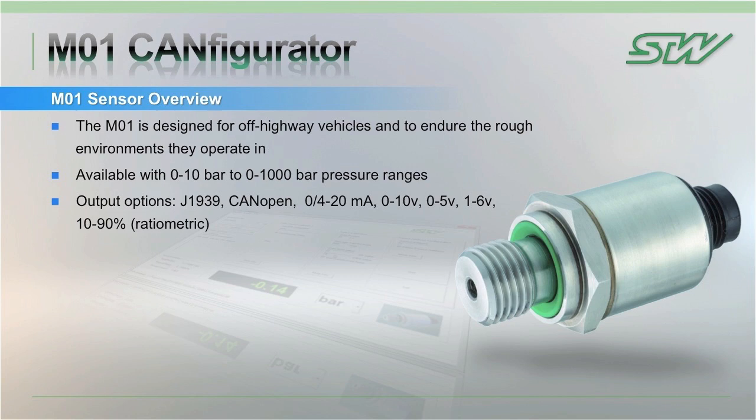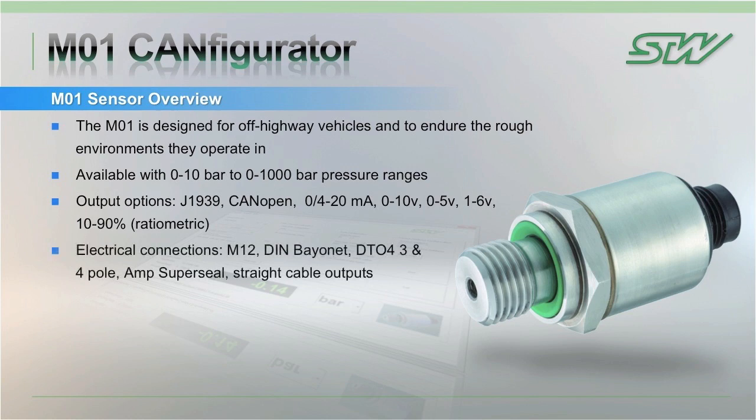For the output signal, some of those options include 0 or 4 to 20 milliamp, 0 to 10 volt, 0 to 5 volt, 1 to 6 volt, and lastly a 10 to 90% of voltage, which is also known as ratiometric output. For the electrical connections, you can get an M12 connector, a DIN bayonet. There's also a DT04 3-pole and 4-pole. We have AMP Superseal, straight cable outputs, and other connections are available on request.